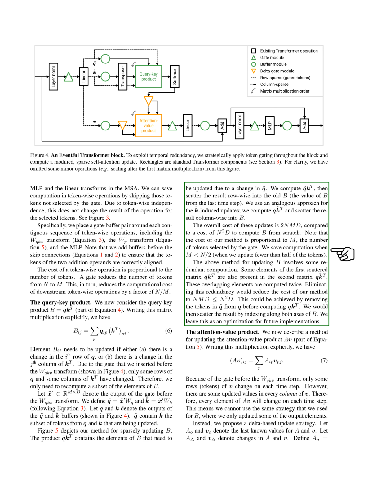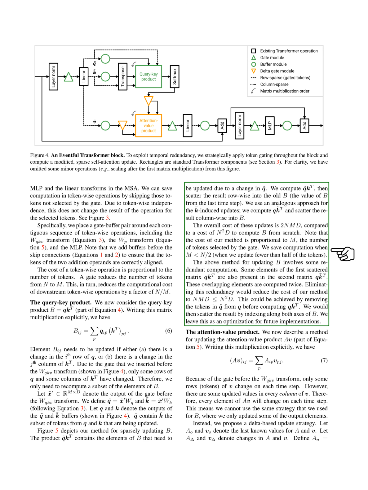The overall cost of these updates is 2nmd, compared to a cost of n^2 d to compute B from scratch. The cost of our method is proportional to m, the number of tokens selected by the gate. We save computation when m is less than n/2.